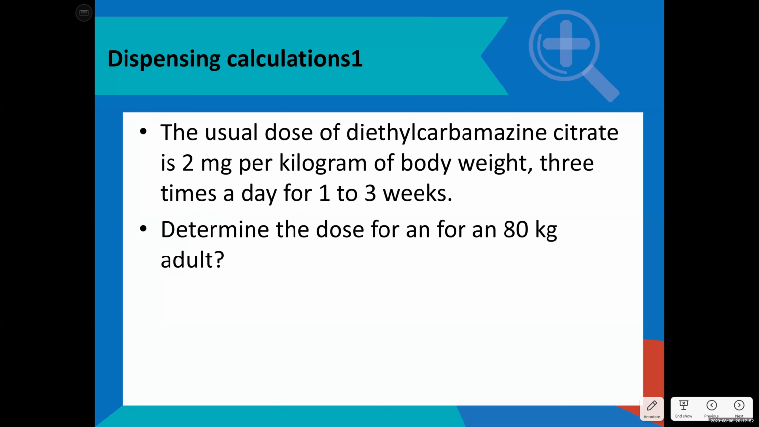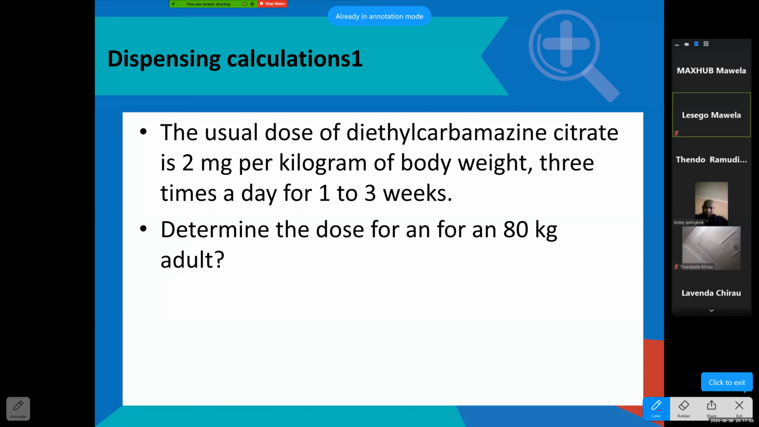So let's do it together. You've got a drug which, when given under normal circumstances, is given as 2 milligrams per kilogram of body weight. And it's given 3 times per day, usually for 1 to 3 weeks. So what is the dose for an adult who weighs 80 kgs? How do you go about doing that?